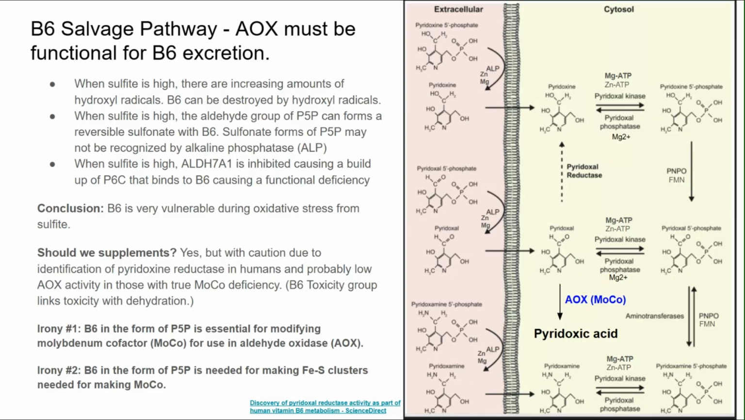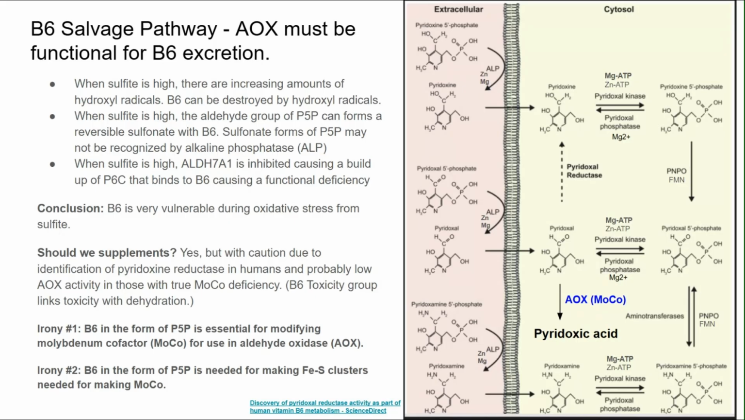One way to know if you have a molybdenum cofactor deficiency is if you do not have very much uric acid, because uric acid is made by xanthine oxidase and xanthine dehydrogenase, and that requires molybdenum cofactor. So another possibility that can happen whenever you're struggling with sulfite is you can have excess hydroxyl radicals that can inactivate B6. And I'll show that here in a minute. But I wanted to talk to you about the risk for developing B6 toxicity.